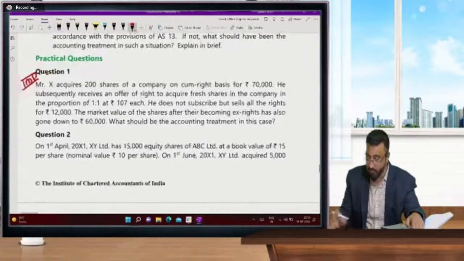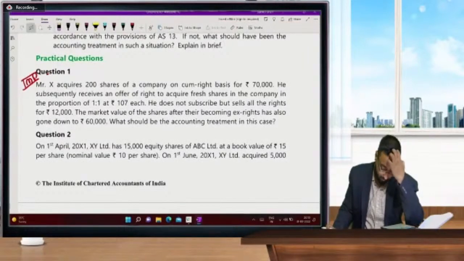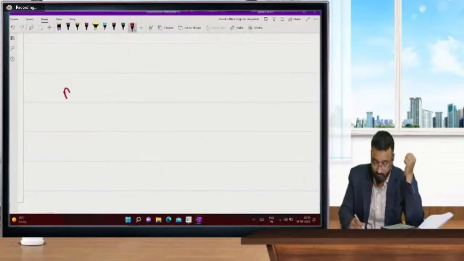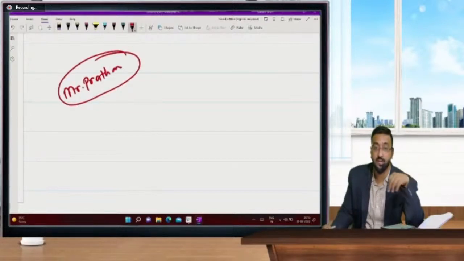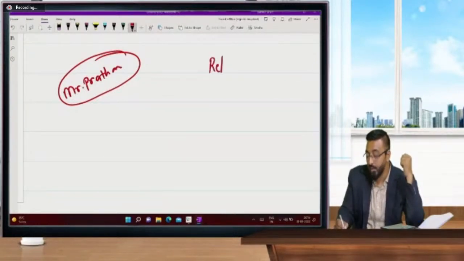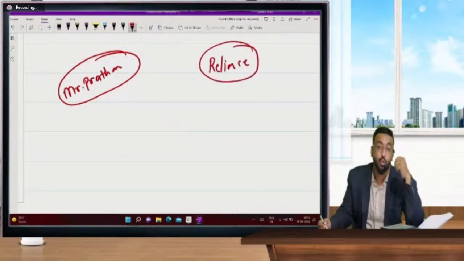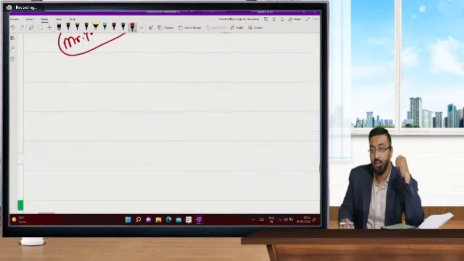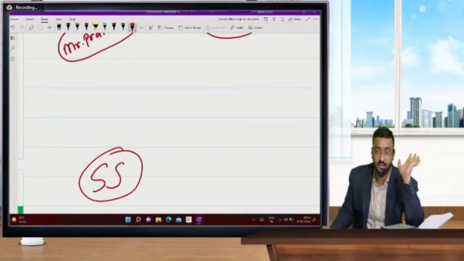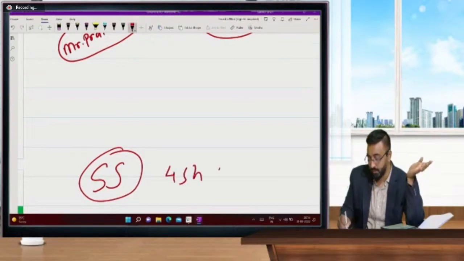Yes. Now understand what happened. Mr. Pratham is a greedy person. Understand the story. He got some news from the market that Reliance company is going to issue rights shares. Beta, Sanket sir is a long-term investor. He already had 4 shares. Assume he bought them at rupees 100.